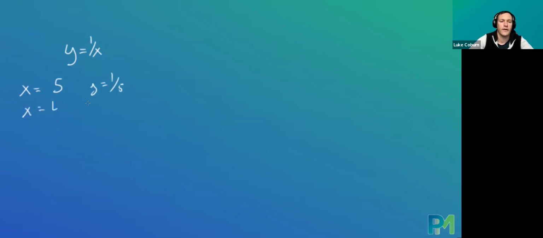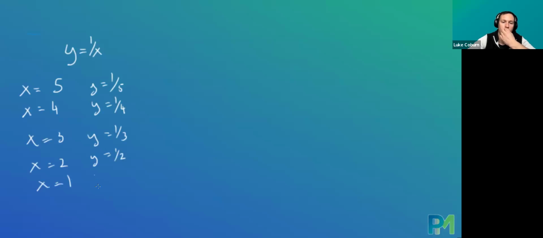X is equal to 4, y is equal to 1 over 4. X is equal to 3, y is equal to 1 over 3. X is equal to 2, y is equal to 1 over 2. X is equal to 1, y is equal to 1 over 1, which is equal to 1. X is equal to a half, y is equal to 1 over a half. 1 divided by a half, you invert and multiply, it's 2 over 1, it's 2.